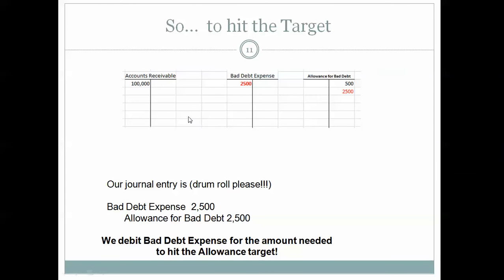So what does that look like? Well, we had the $100,000 ending balance in accounts receivable. We had a $500 credit balance in the allowance for bad debt, because remember, the allowance is the contra account to accounts receivable. Accounts receivable have a normal balance on the debit side. The contra account would have a normal balance on the opposite, the credit side. We estimate that $3,000 will never be collectible. How much is it going to take to hit a target of $3,000? It's going to take us $2,500 to make that balance of $3,000. And that $2,500 is going to be our bad debt expense for the year.